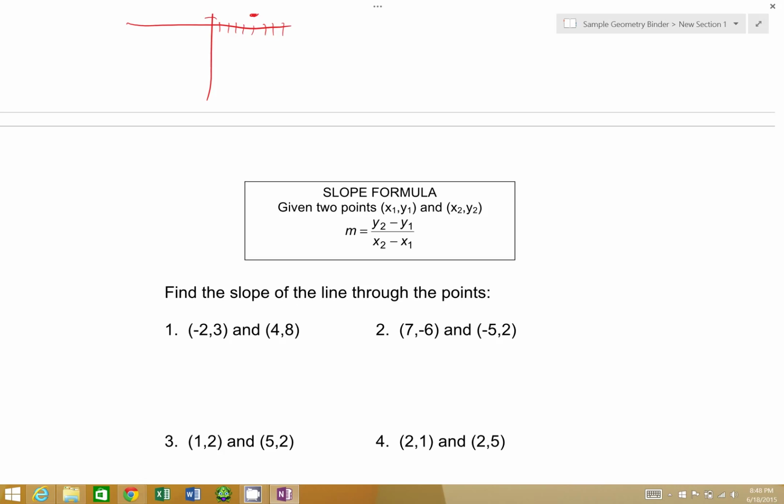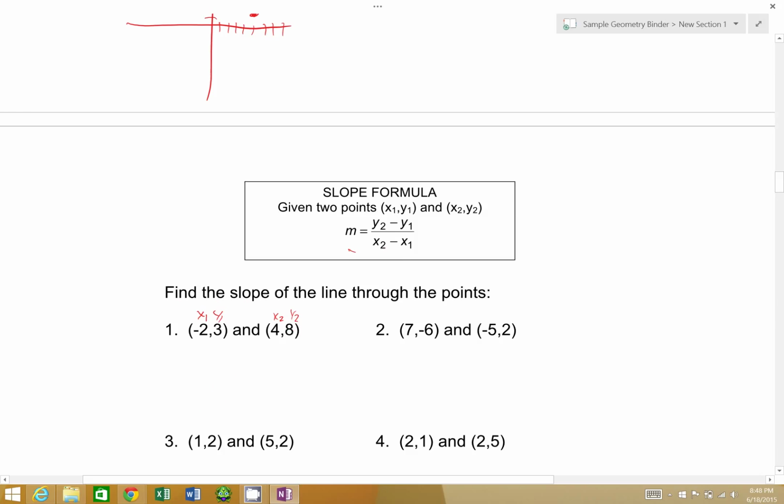This formula will be given to you on the STAR test. I can almost guarantee that they're going to put questions about this formula on the STAR test. Why? Because they've done it before, and if I were them, I would put a question about this on the STAR test. Okay? So what I do is I look at my points. I'm going to label these. So find the slope of the line through these points. I'm going to label these x1, y1, x2, y2. I look at my formula.